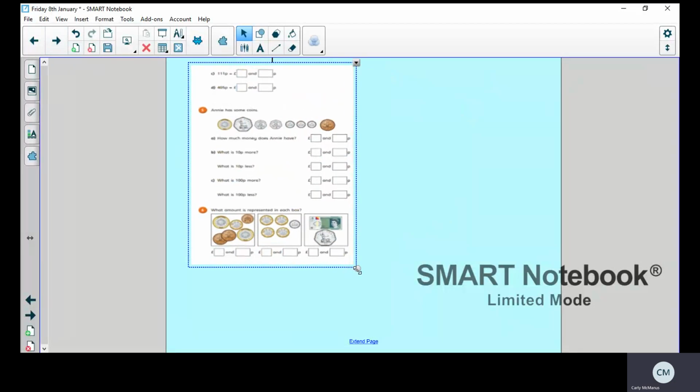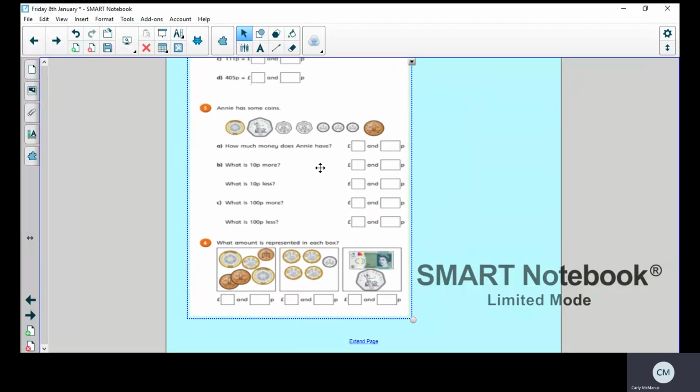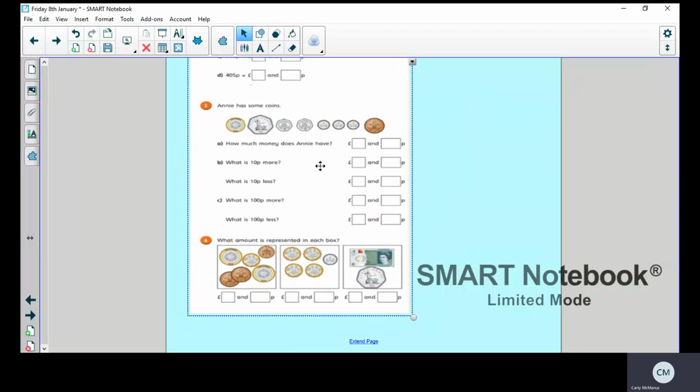And then the next part is C and D are just continuing with that. But the next part, question 5 says, Annie has got some coins. How much money does Annie have in pounds and pence? So you need to add these up. So you could probably do it mentally. If not, you can use the column method. It looks like you've got a £2, a 50 pence, a 20 pence, another 20 pence, 5, 5, 5, and a 2. So how much is that in pound and pence?